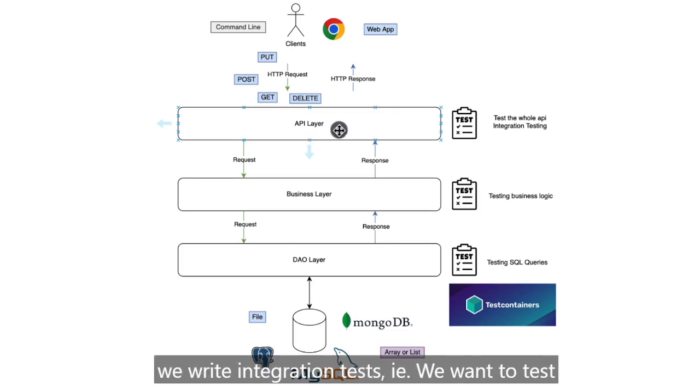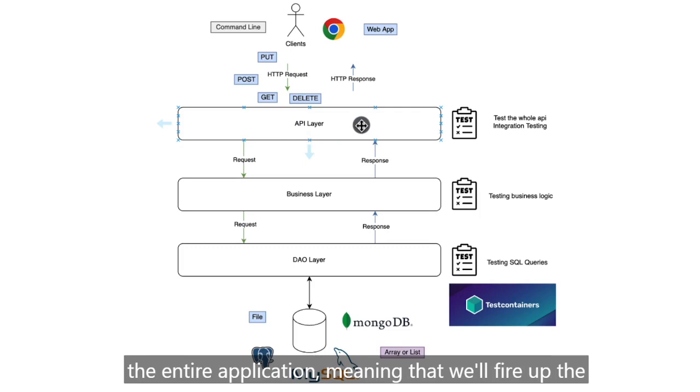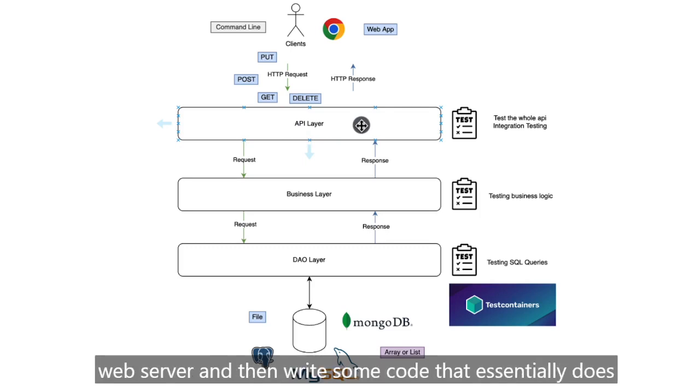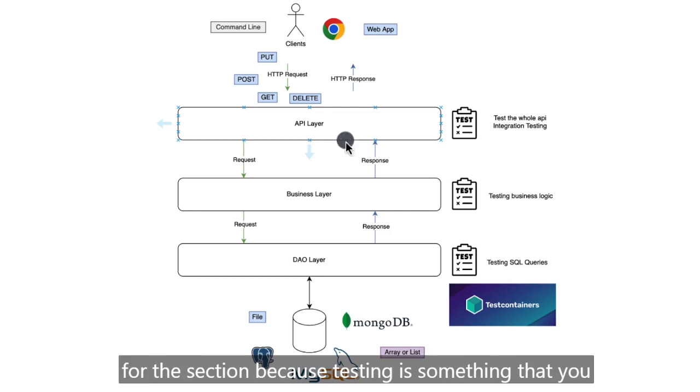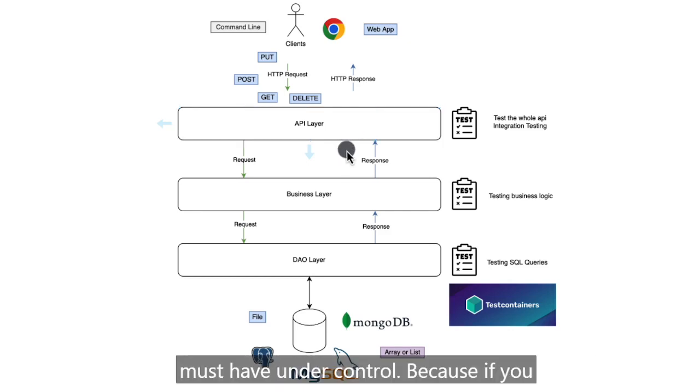So this is where we write integration tests, i.e. we want to test the entire application, meaning that we'll fire up the web server and then write some code that essentially does whatever we've been doing with Postman. I'm super excited for this section because testing is something that you must have under control. Because if you don't, then you are in deep trouble.